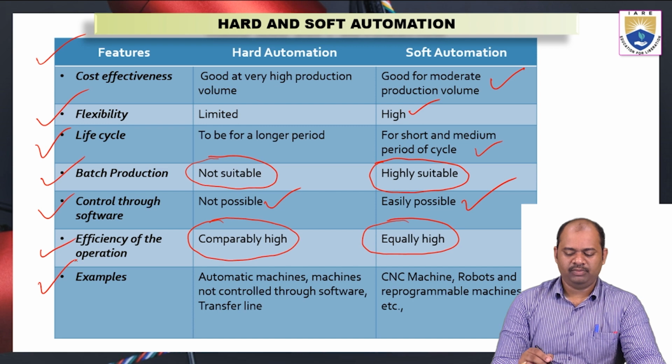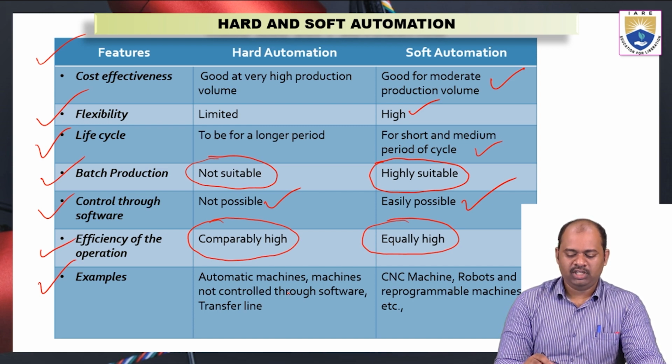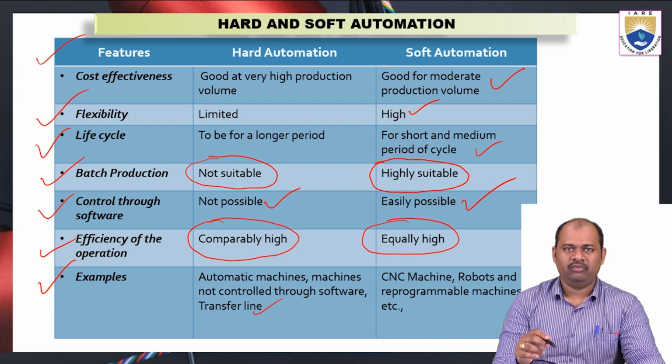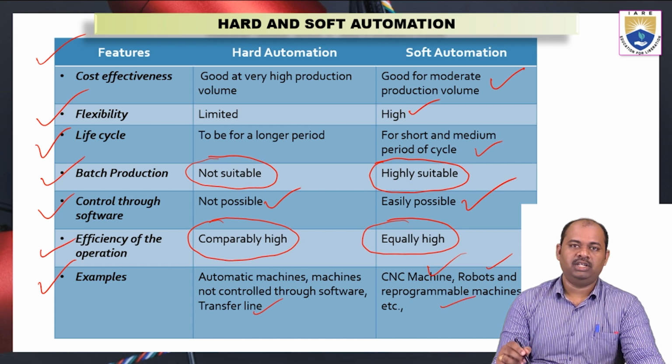Now we'll see some examples of hard automation and soft automation. So automatic machines, machines not controlled through software, and transfer lines. These are some of the examples of hard automation. Here automation is there, but we don't use a computer or software for controlling the system. For soft automation, some examples are CNC machines, robots, reprogrammable machines. These are the examples of soft automated systems.